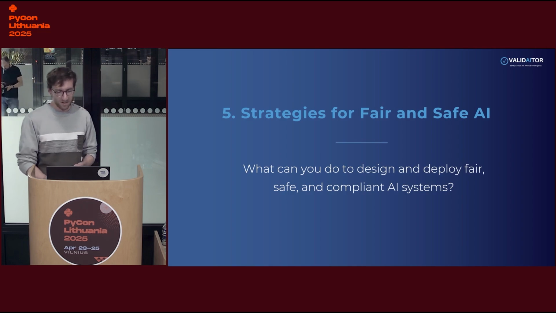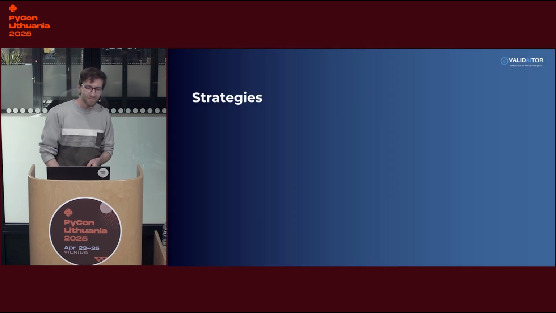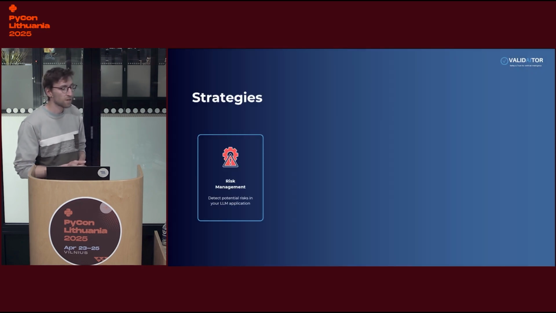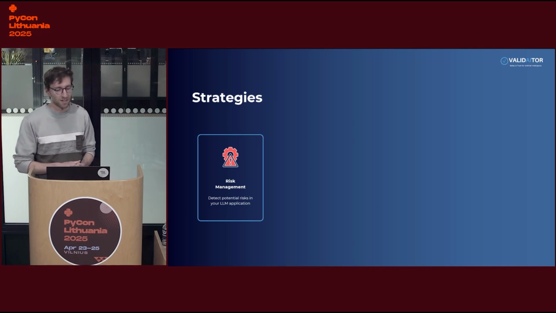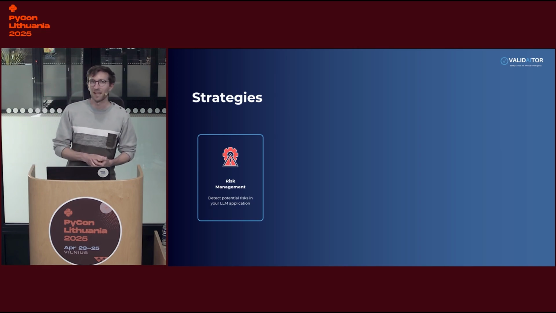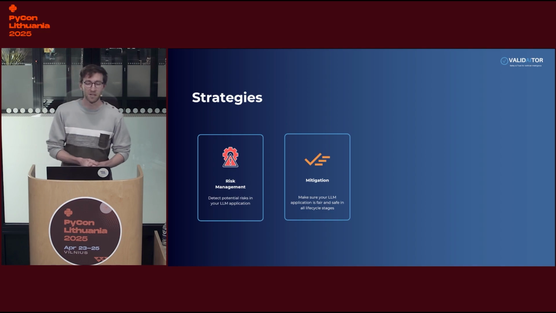So now, last but not least, I want to give you some strategies at hand for testing and how you can make sure that your LLM application is fair and safe. So what can you do? There is one option that you can do some risk management and try to find some potential risks that apply to your application. Usually you do this before you start working on it and develop your LLM application. And this makes sense because you can detect these risks early in the development phase. Then there are some mitigation strategies that you can use for different life cycles.